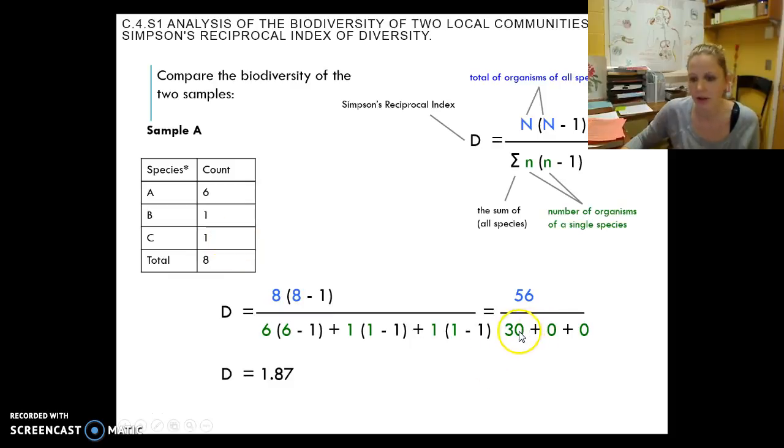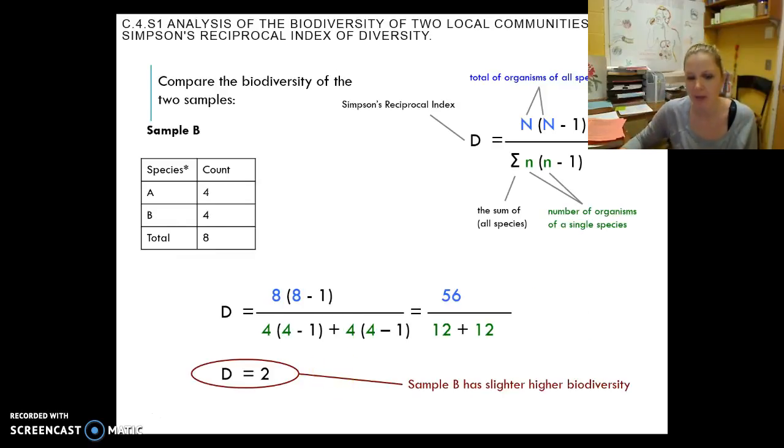So therefore you get 30 plus 0 plus 0, or essentially 56 divided by 30. And again, here our Simpson's reciprocal index is 1.87. Remember, 1 is the lowest. So that's actually not really good, right? All right. Now let's do sample B.